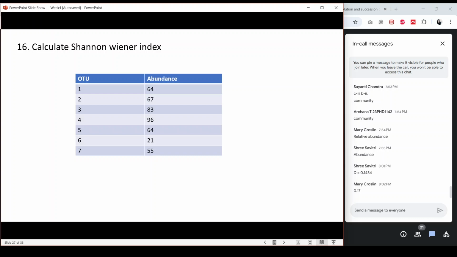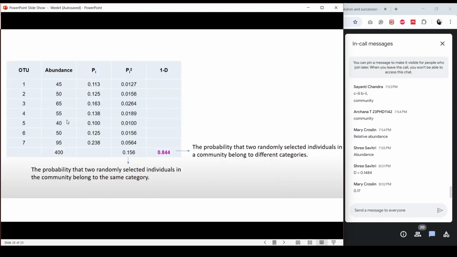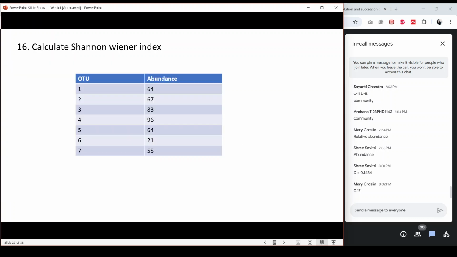Okay. So now we need to calculate the Shannon-Wiener index. Please solve this one. And please be careful, the abundance values are different from the previous one. They are not the same, okay? So you need to make a new table. You can use Excel for solving it fast, or else you can do it manually.